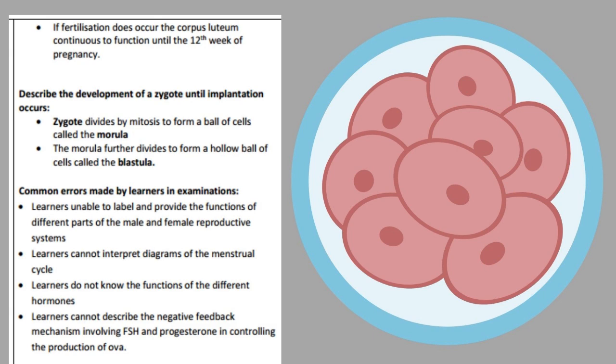Common errors made by learners in examinations. Learners unable to label and provide the functions of different parts of the male and female reproductive systems. Learners cannot interpret diagrams of the menstrual cycle. Learners do not know the functions of the different hormones. Learners cannot describe the negative feedback mechanism involving FSH and progesterone in controlling the production of ova.